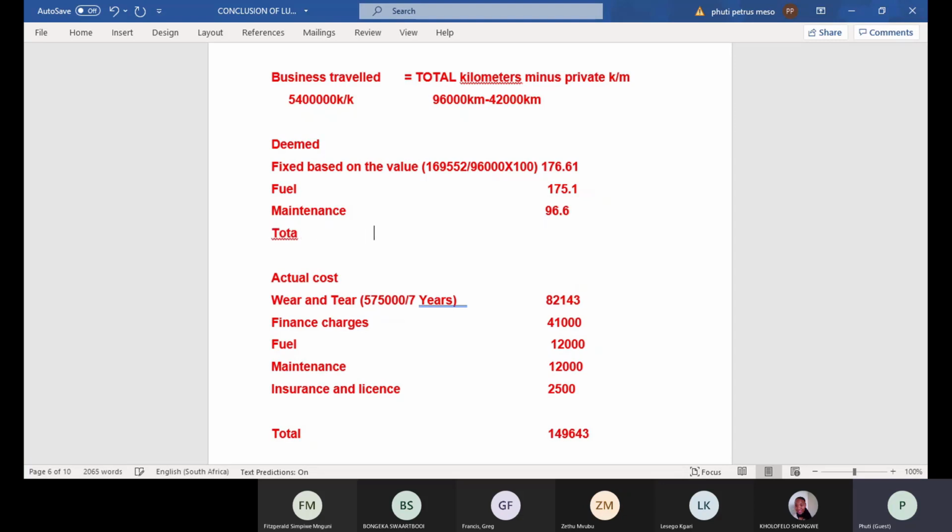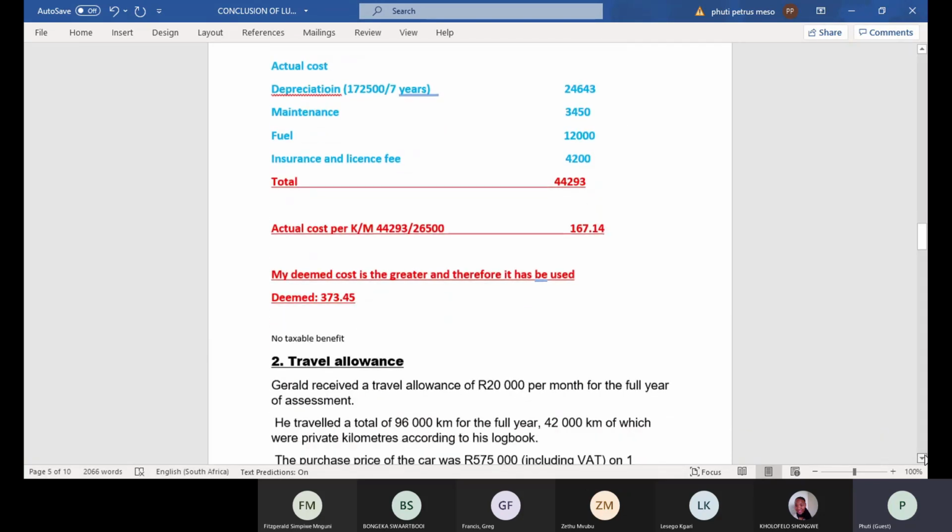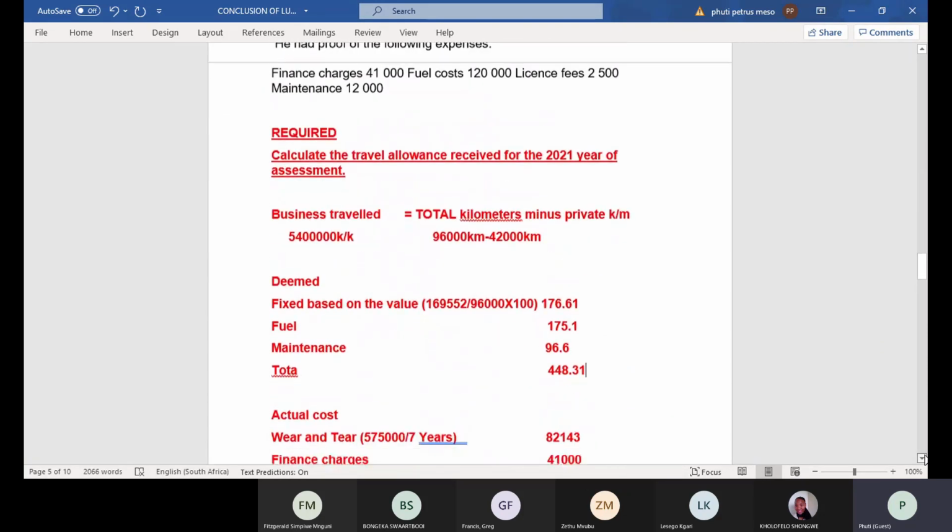Let me help you with the total deemed. My total deemed is 176.61, plus 175.1, plus 96.6, which gives 448.31, right? Okay, and then what do we do? We need to get to the actual cost per kilometer.